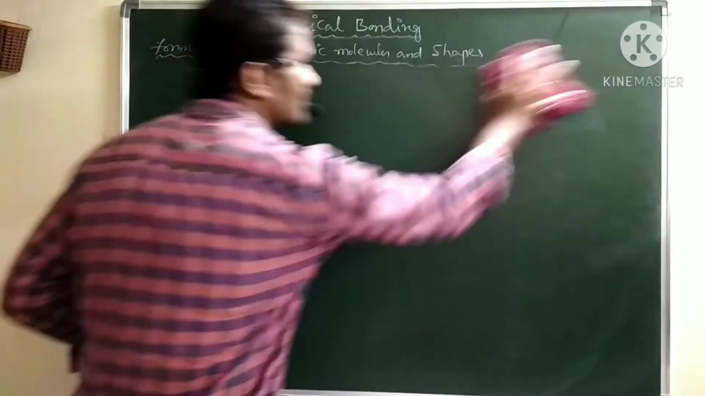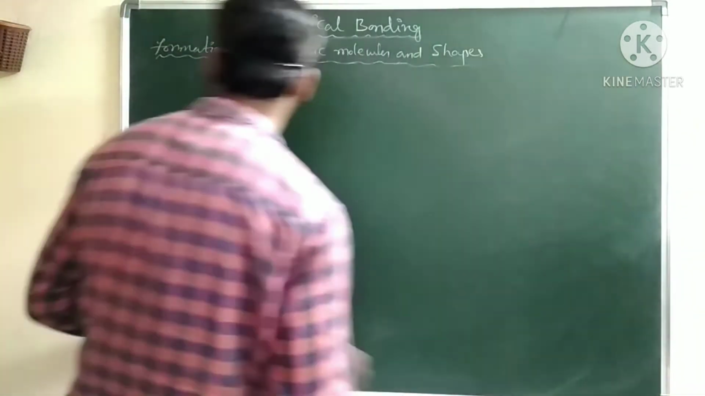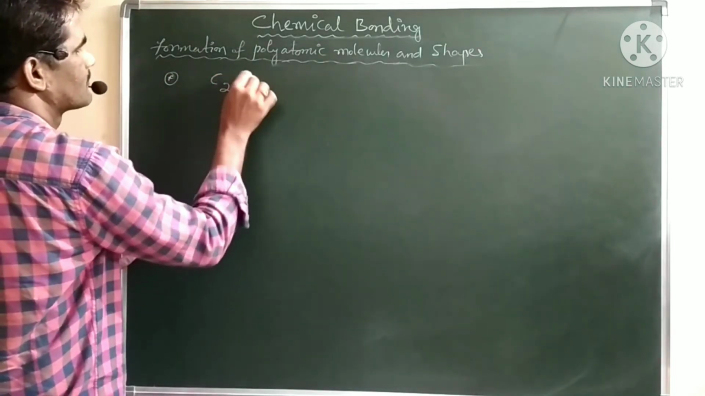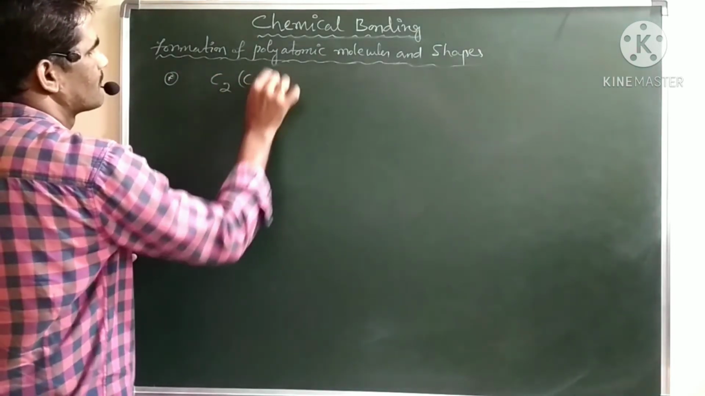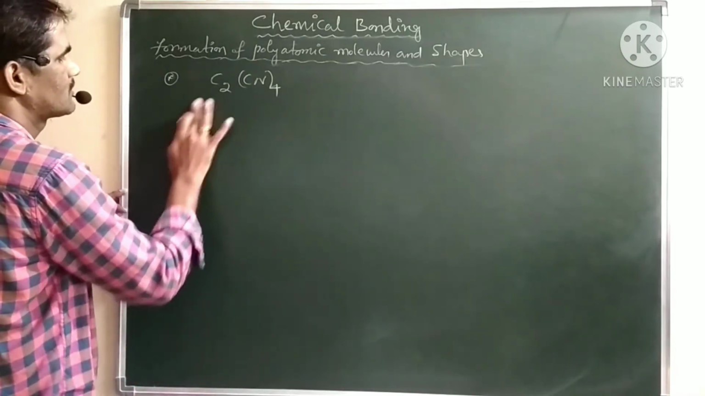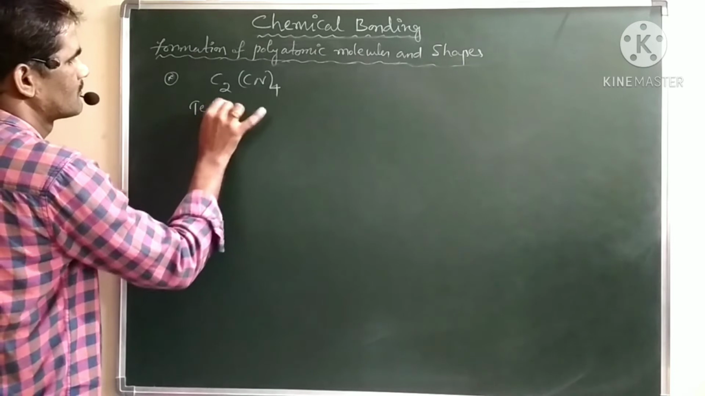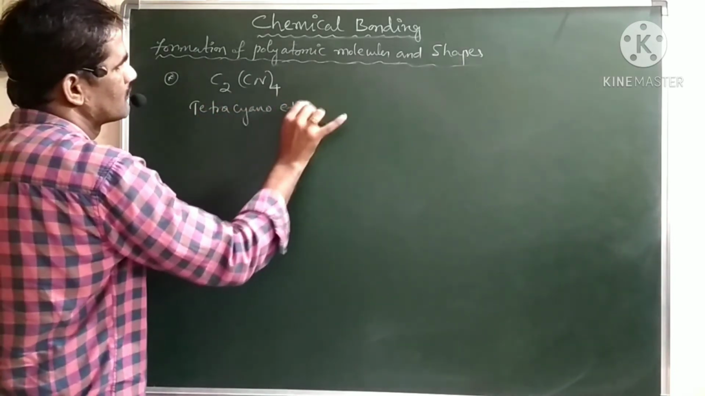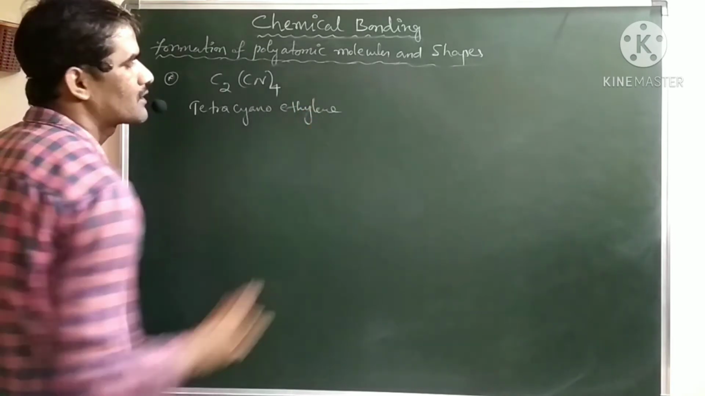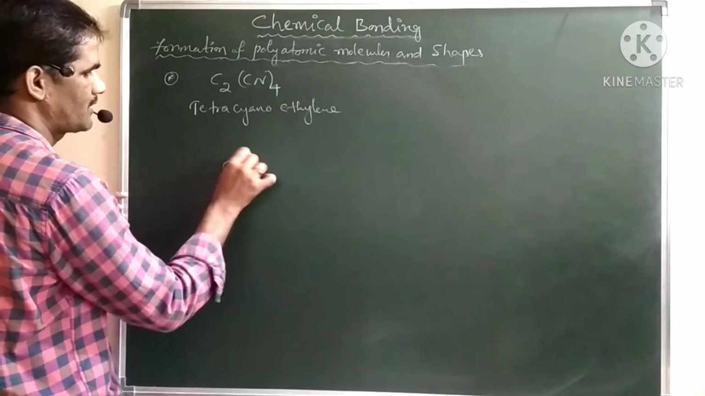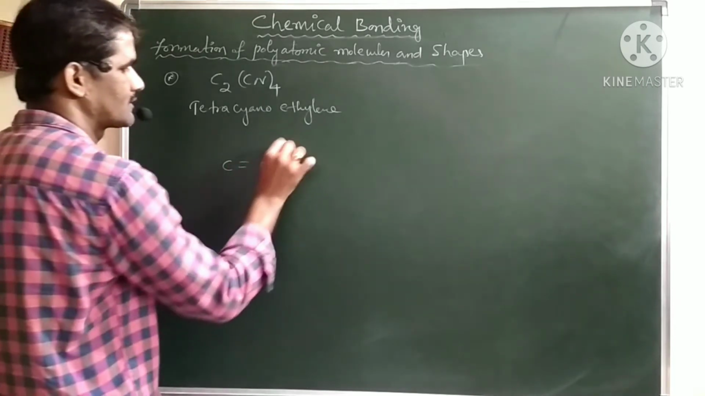And next, apart from this, some molecule like tetracyanoethylene, and this is called tetracyanoethylene. Then the hybridization of each carbon. The geometry of this compound is like this.